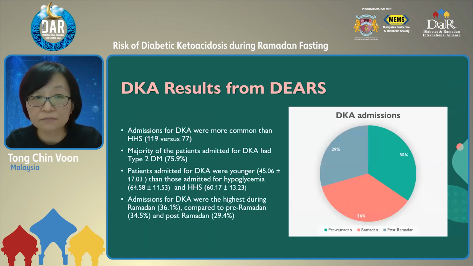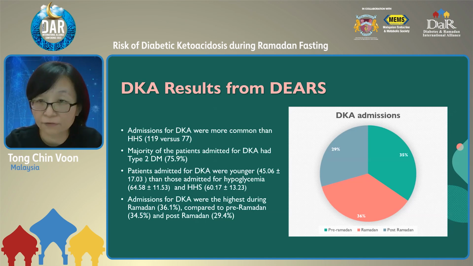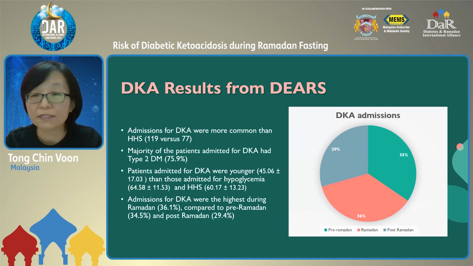And how about DKA per se? What did we find about DKA from our study? DKA admissions were more common than HSS admissions, and this is different from previous studies in other countries. The majority of the patients admitted for DKA had type 2 diabetes compared to type 1 diabetes. This is probably due to differences in the pathogenesis of type 2 diabetes in our country, whereby patients tend to have insulin deficiency earlier.